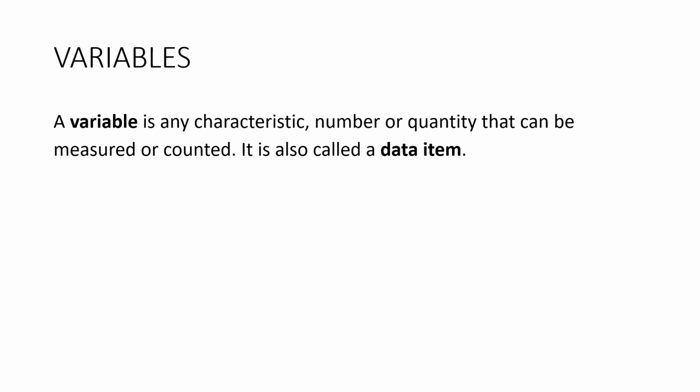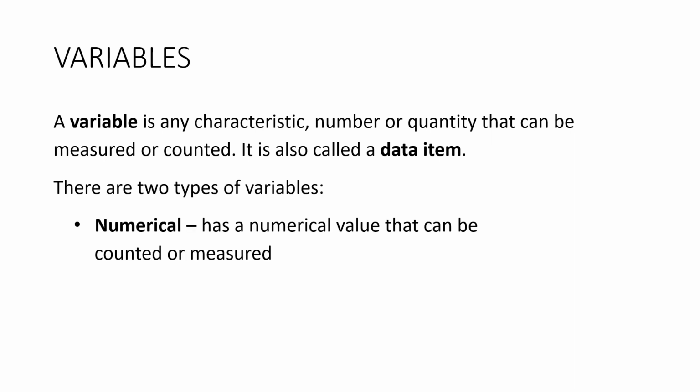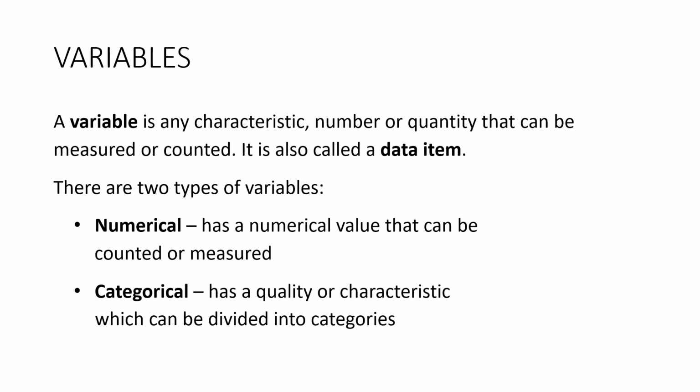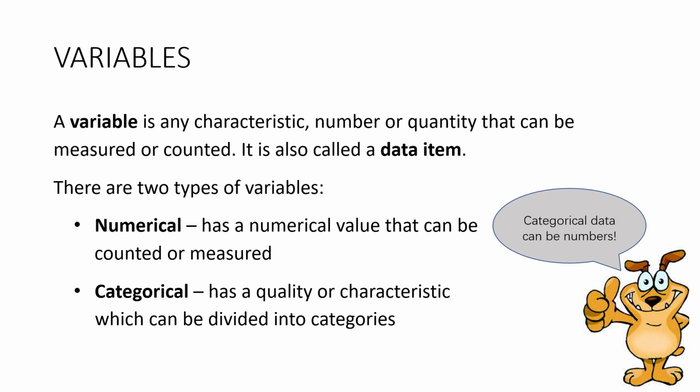So a variable is any characteristic number or quantity that can be measured or counted. It's also called a data item, and there are 2 types. There's numerical data, and this has a numerical value that can be counted or measured. And then there's categorical data, and this has a quality or characteristic that can be divided into categories. But beware, you can get categorical data that are numbers as well.